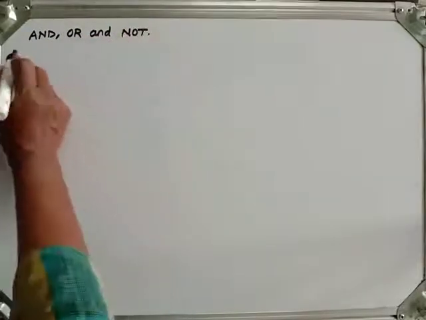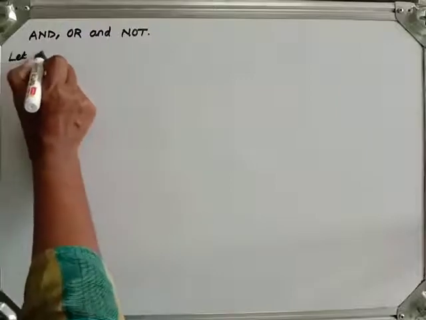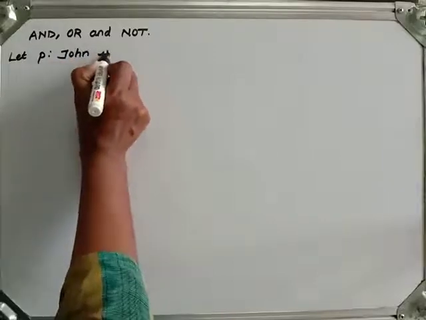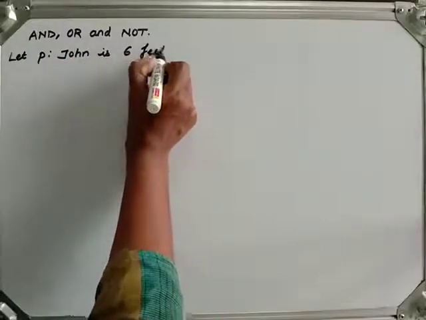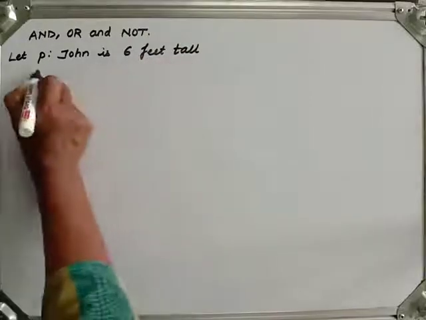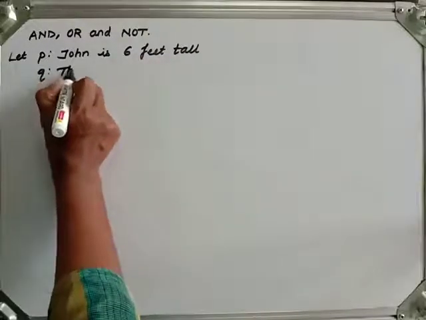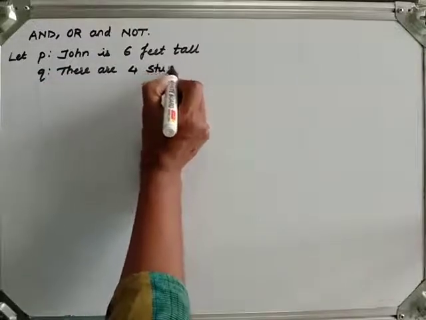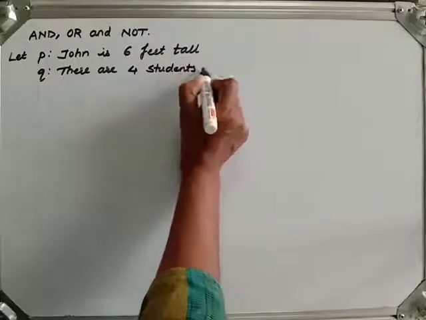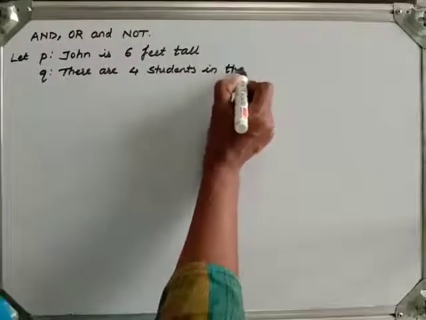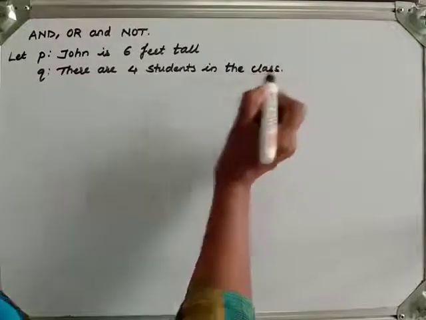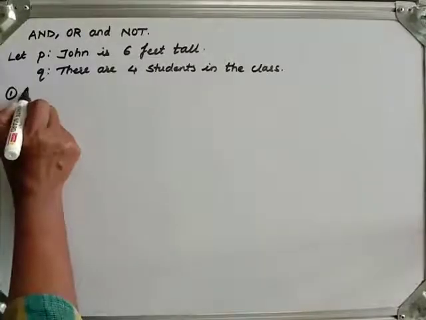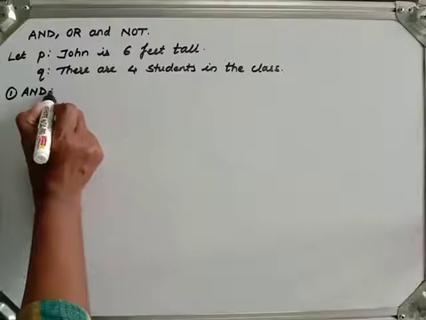So now let me take an example. Let the statement P be that John is 6 feet tall, and the other statement Q is there are 4 students in the class. Now suppose these two statements are there, and let me use the first logical connective, that is AND.